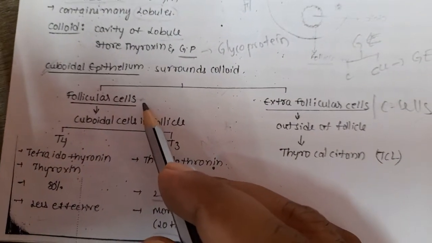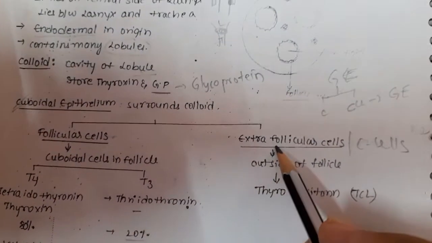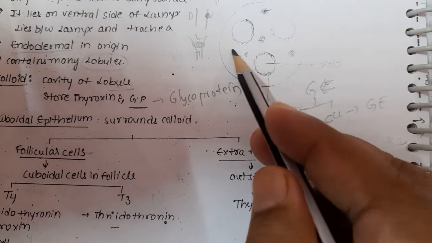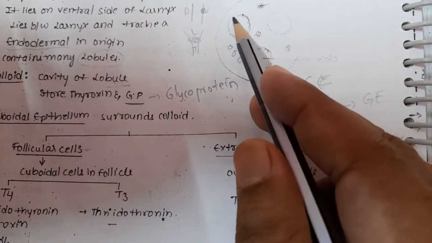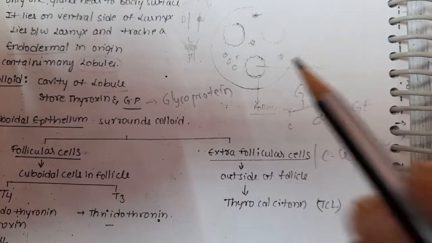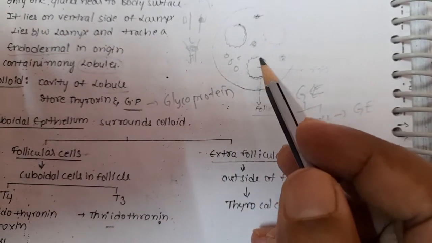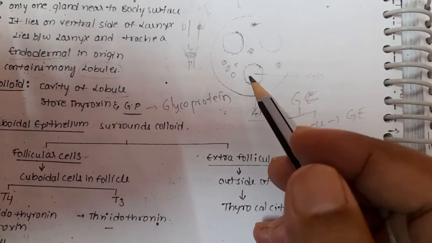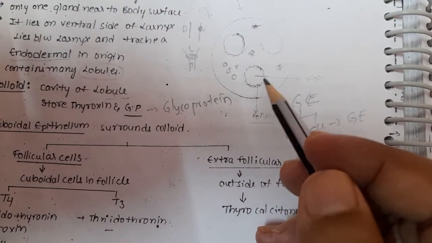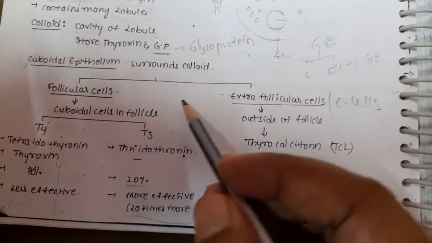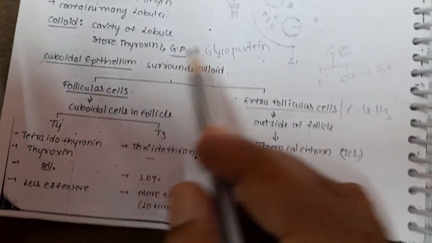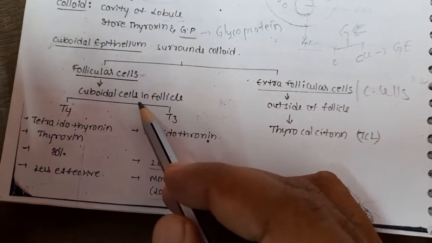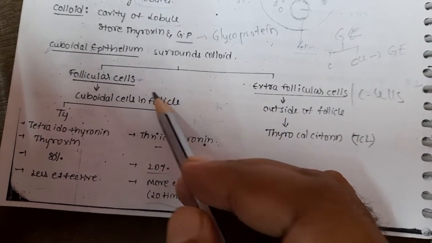There are follicular cells, and extra-follicular cells called parafollicular cells. Here there are some cells called parafollicular cells. The follicle has cells called follicular cells. In the ovary also follicles are there, and there is cuboidal epithelium. Here also there is cuboidal epithelium. The follicle contains cells called follicular cells, and these follicular cells are cuboidal cells.